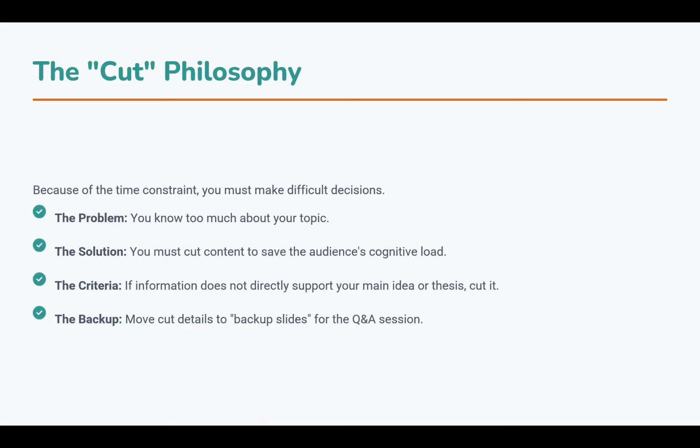So there is a philosophy called cut philosophy. You have to cut down a lot and retain a little, right? This time constraint, you have to make these difficult decisions. What are they?